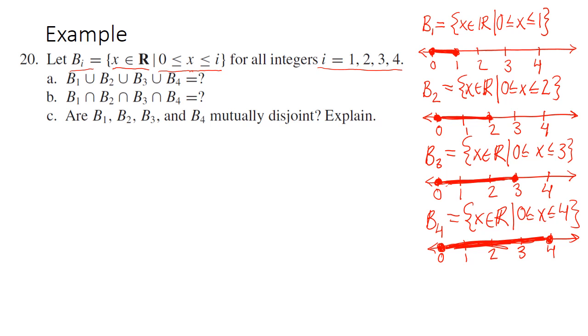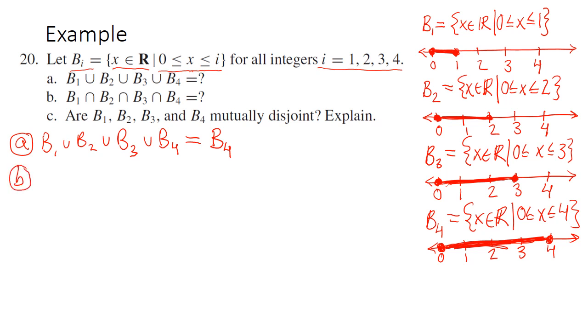So now let's try to answer the questions. So for part A, the union of B1, B2, B3, and B4. So the union is going to be all of the elements that are in any one of these 4 sets. So anything that's in B1 or B2 or B3 or B4, that is the union. And I think you can see by looking at the illustration that that is going to be B4. So B4 includes everything that is in any of those sets.